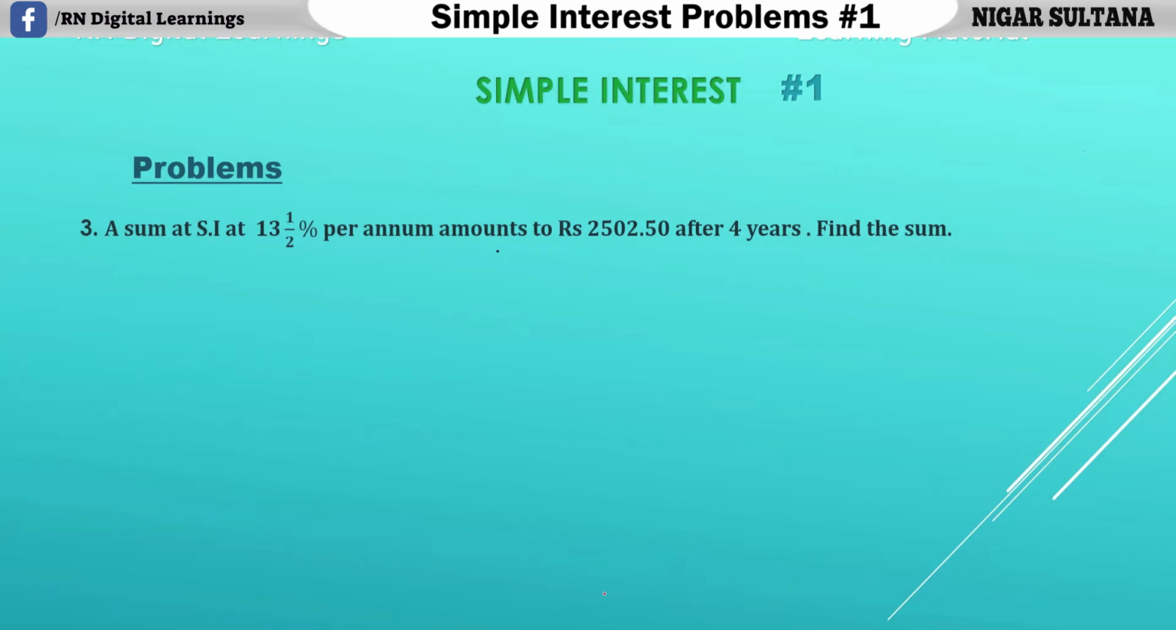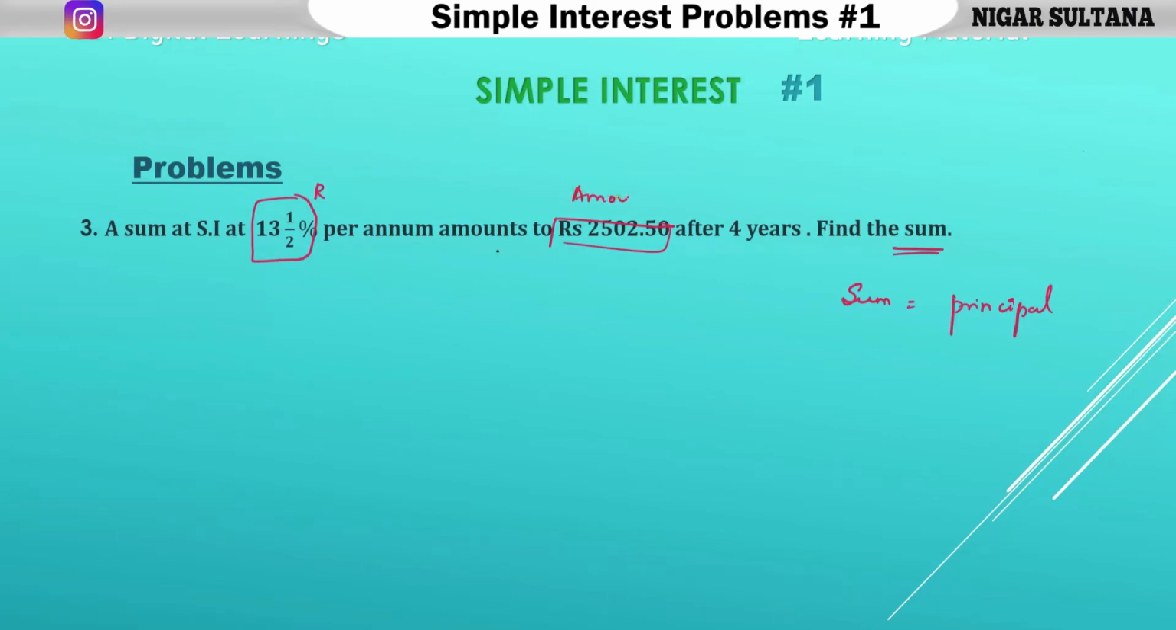The next problem states that a sum at simple interest at 13 1/2% per annum amounts to rupees 2502.50 after 4 years. Find this sum. So sum means nothing but your principal amount. Write down first what is the data given. So this is my, what is this? This is our R. And what is this? This is amount. And this is time.